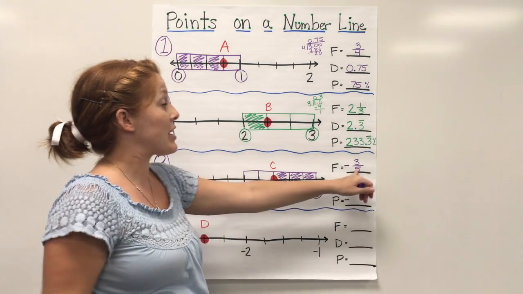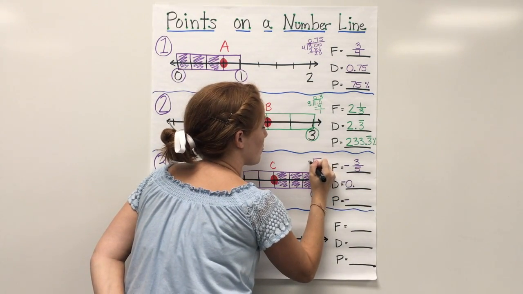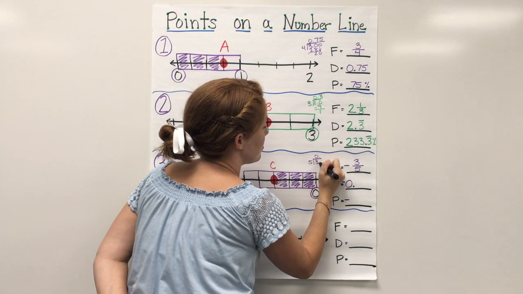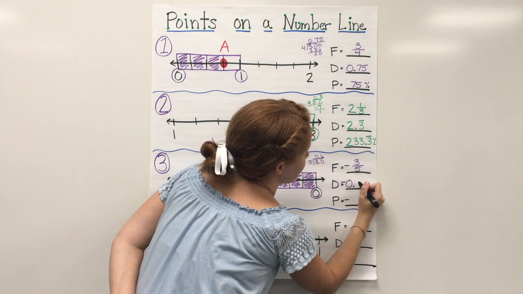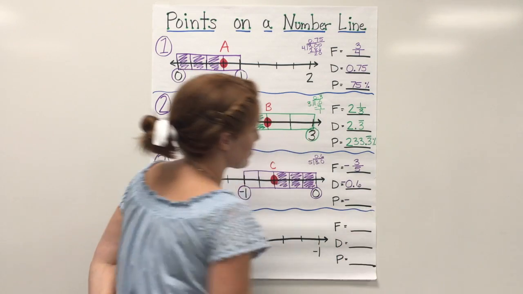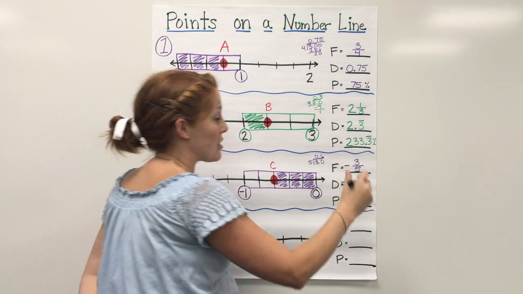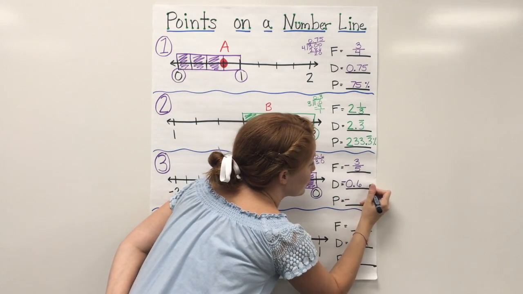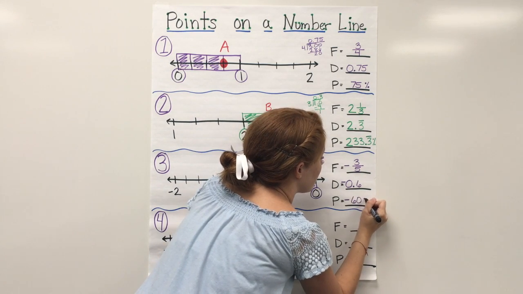Okay, now I can change this to a decimal. 0. 5 goes into 3 6 times, so that's -6/10. And then decimal 2 places to the right we went. So that would be 1, 2, -60%.